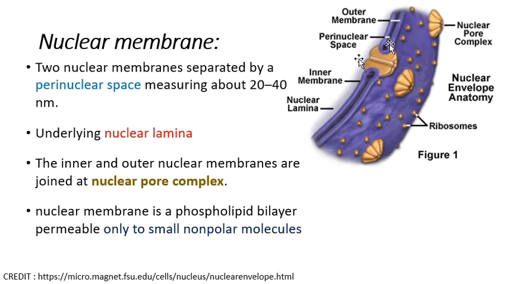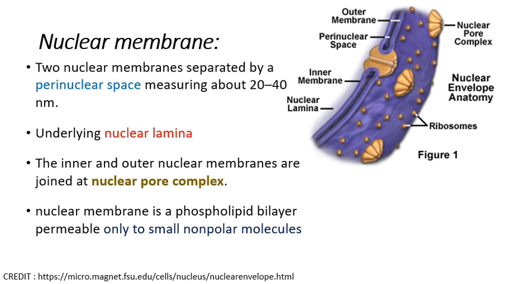So in this picture we see this pore complex here. They are joined at pore complexes. The outer nuclear membrane is continuous with the endoplasmic reticulum. So the space between the inner and outer nuclear membranes is directly connected with the lumen of the endoplasmic reticulum. It is functionally similar to the membranes of the ER, that is the endoplasmic reticulum.